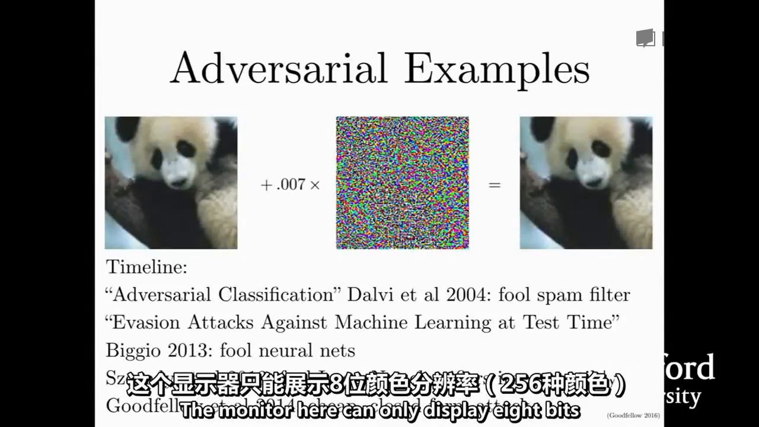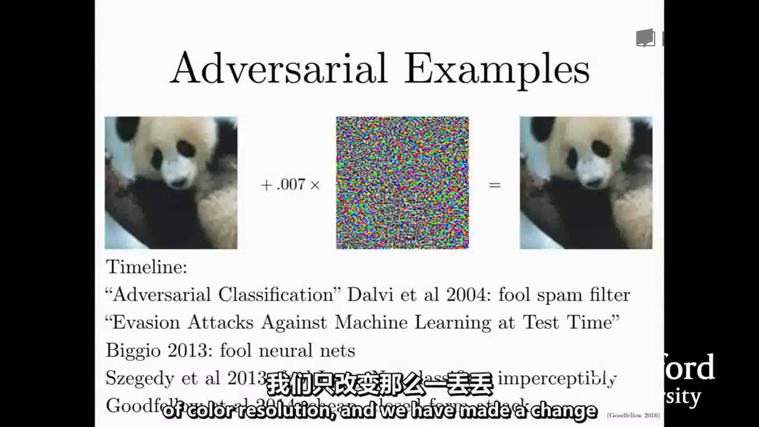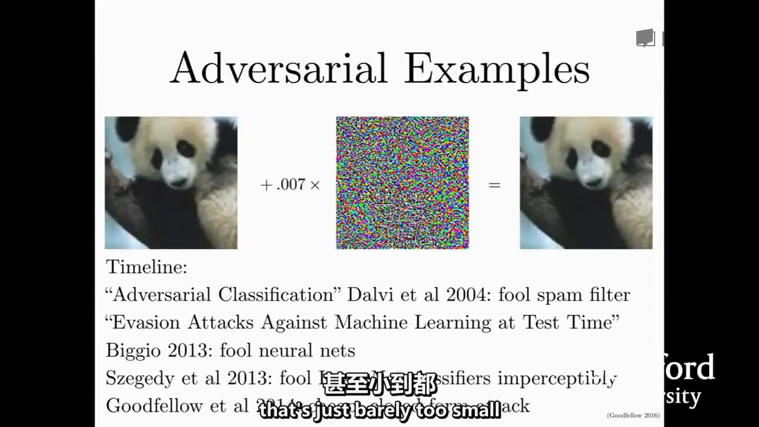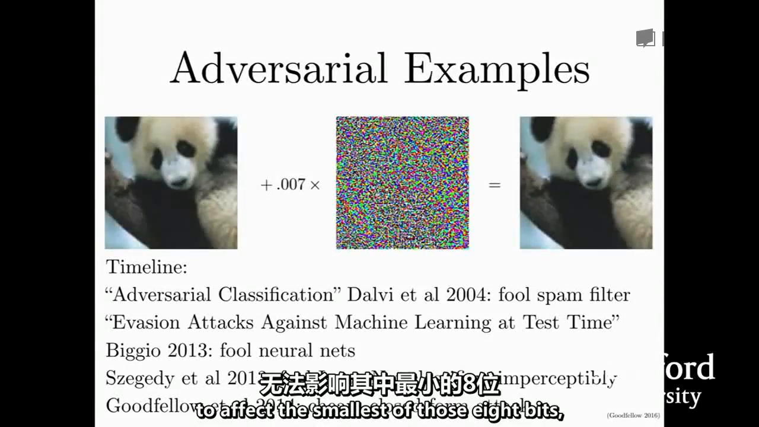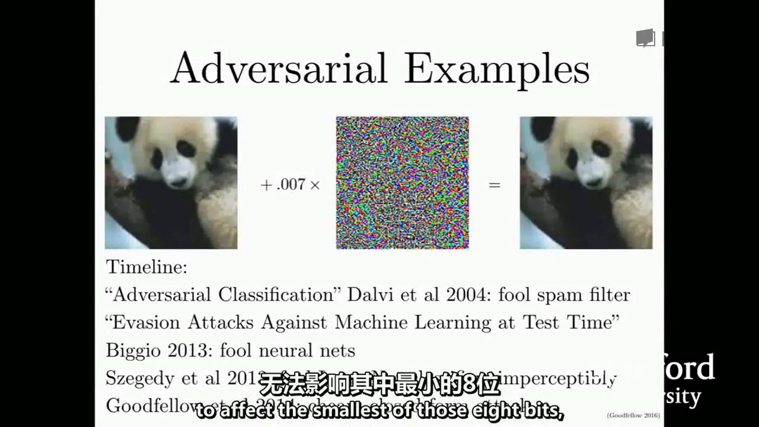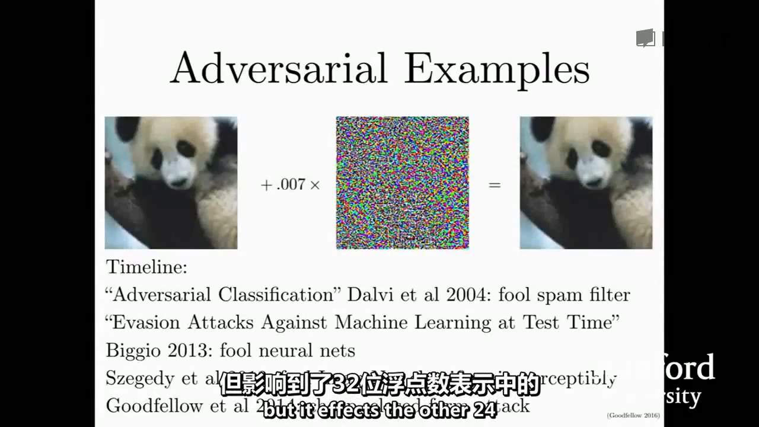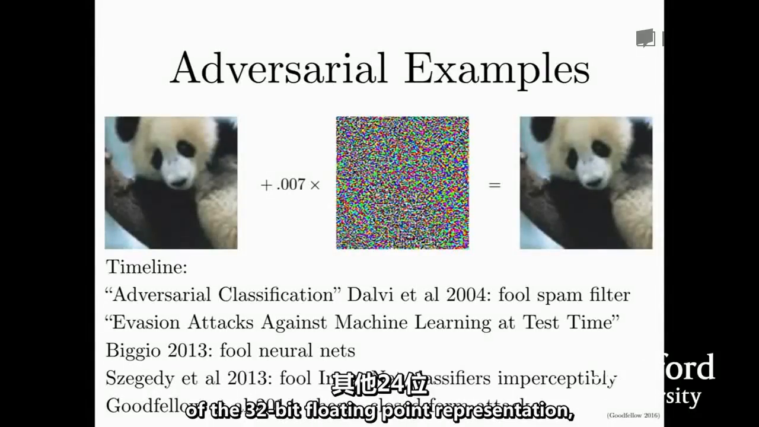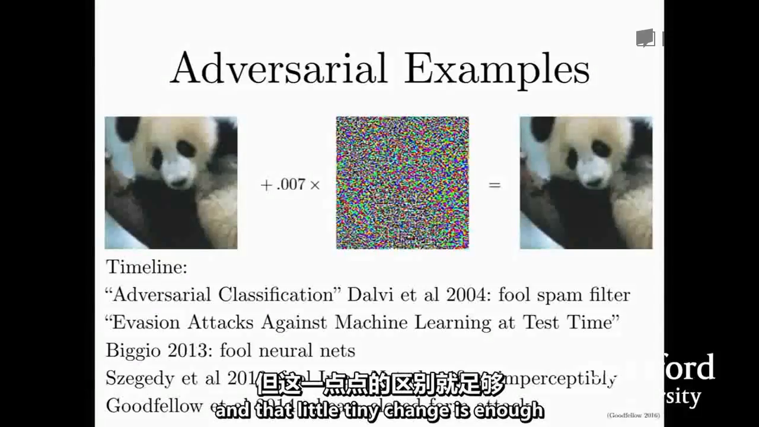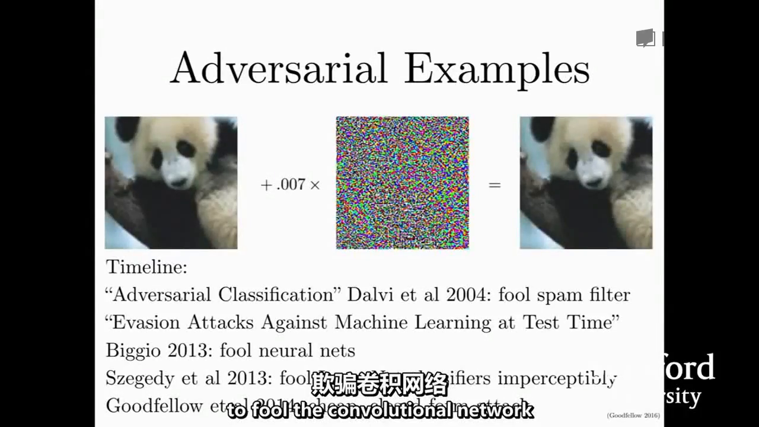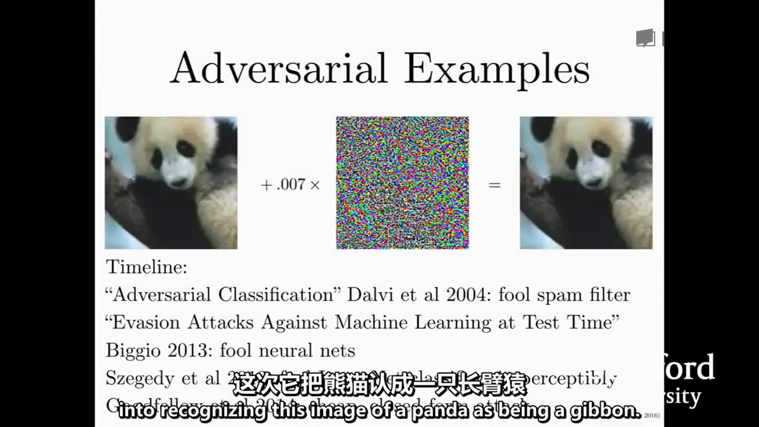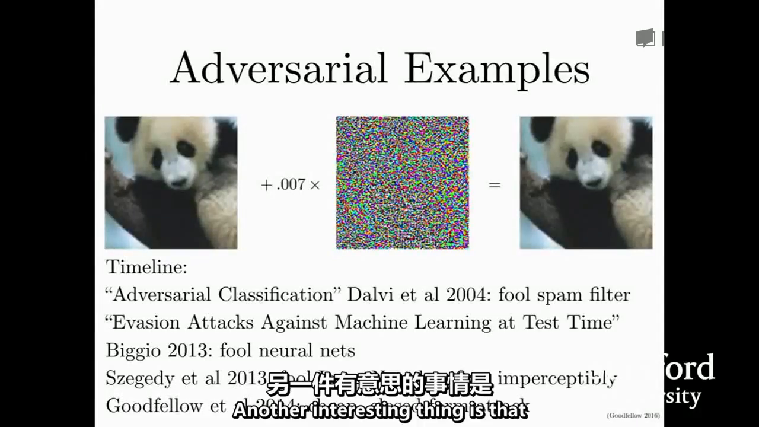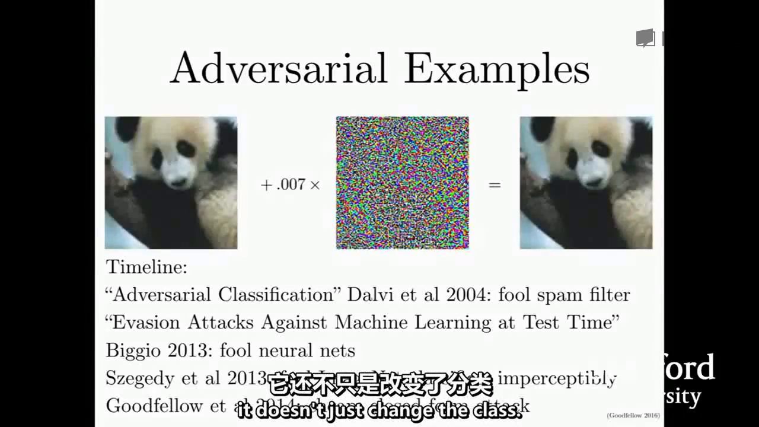The monitor here can only display 8 bits of color resolution. And we've made a change that's just barely too small to affect the smallest of those 8 bits. But it affects the other 24 of the 32-bit floating point representation. And that little tiny change is enough to fool the convolutional network into recognizing this image of a panda as being a gibbon.